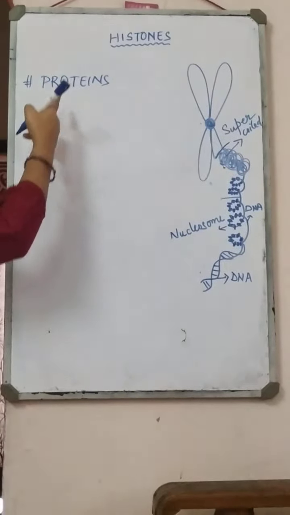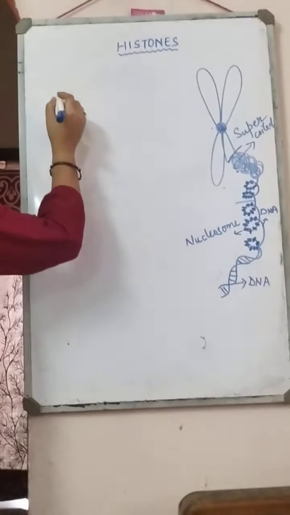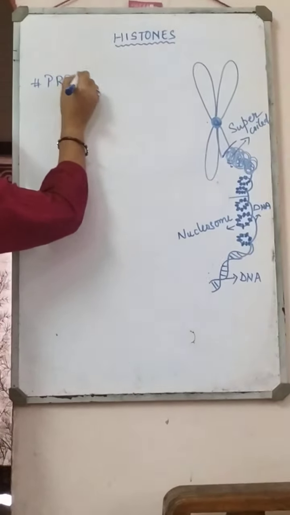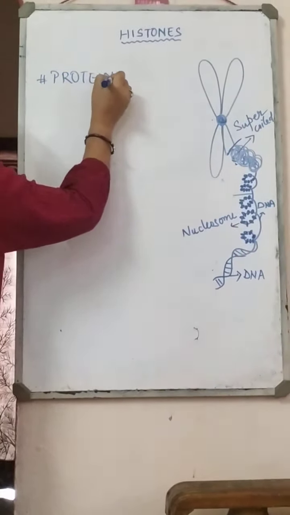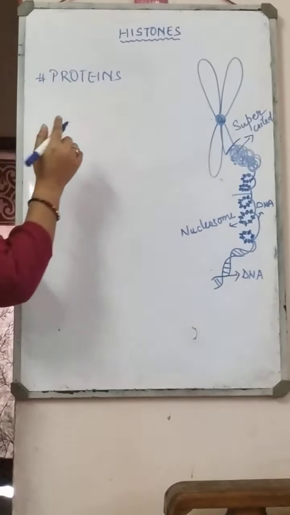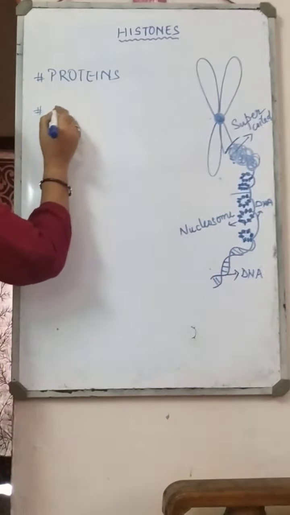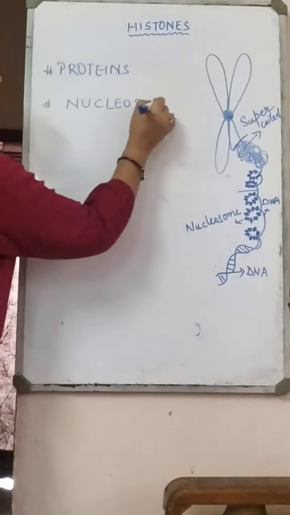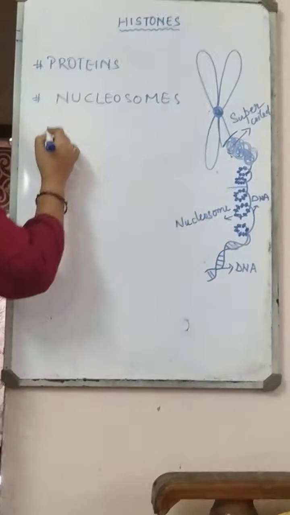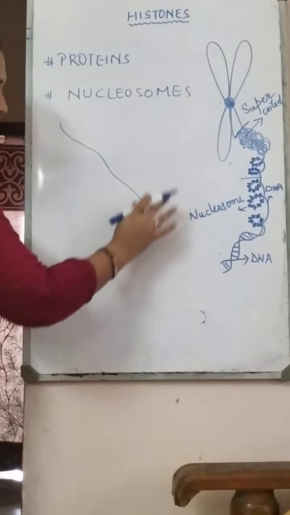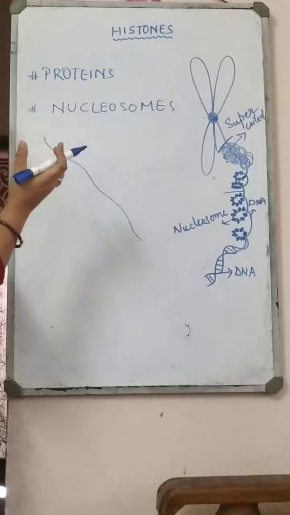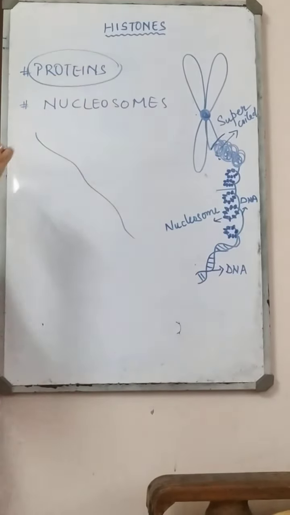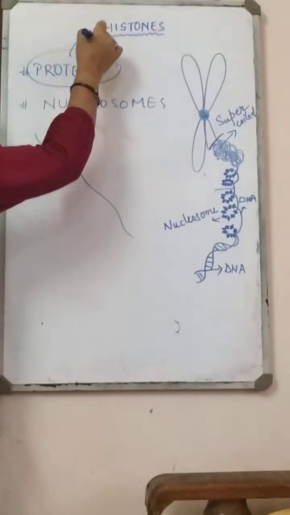They are the proteins that help to make the DNA compact into structural units called nucleosomes. Nucleosomes means there is long DNA, and the DNA is getting compacted, getting packed. This is due to the presence of small structures called proteins, and those proteins are known as histones.